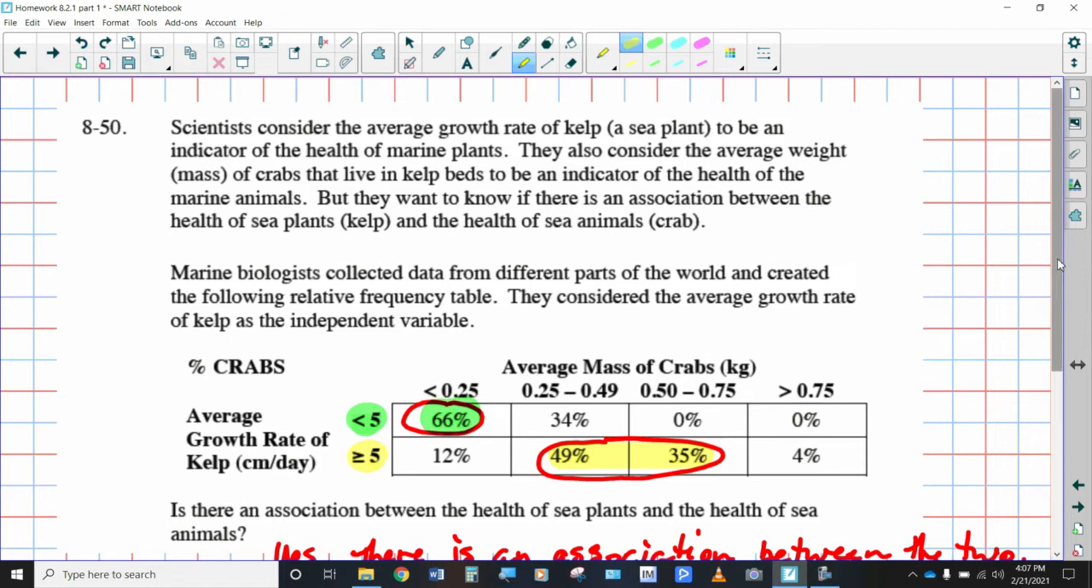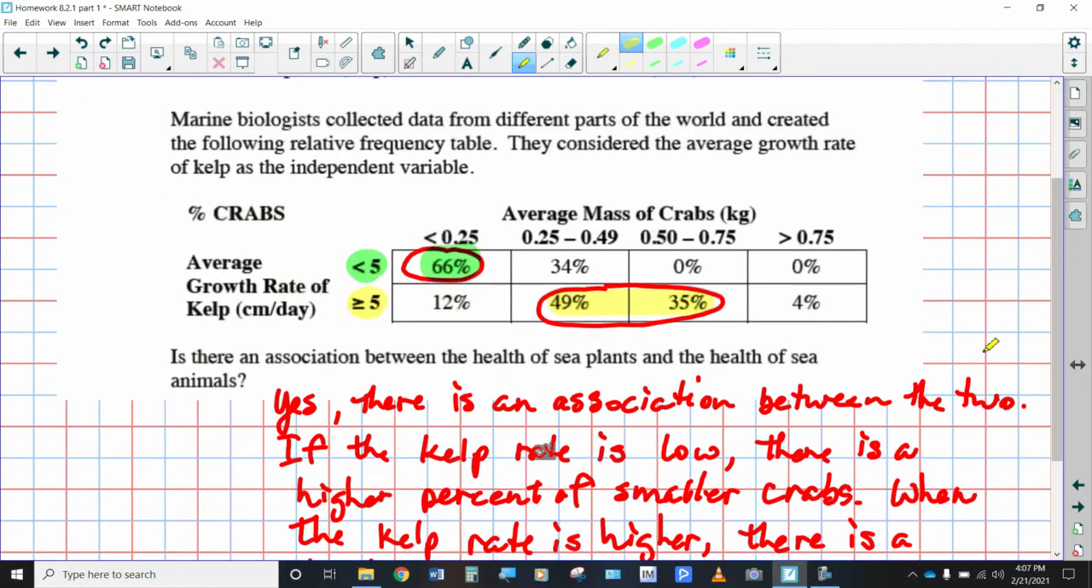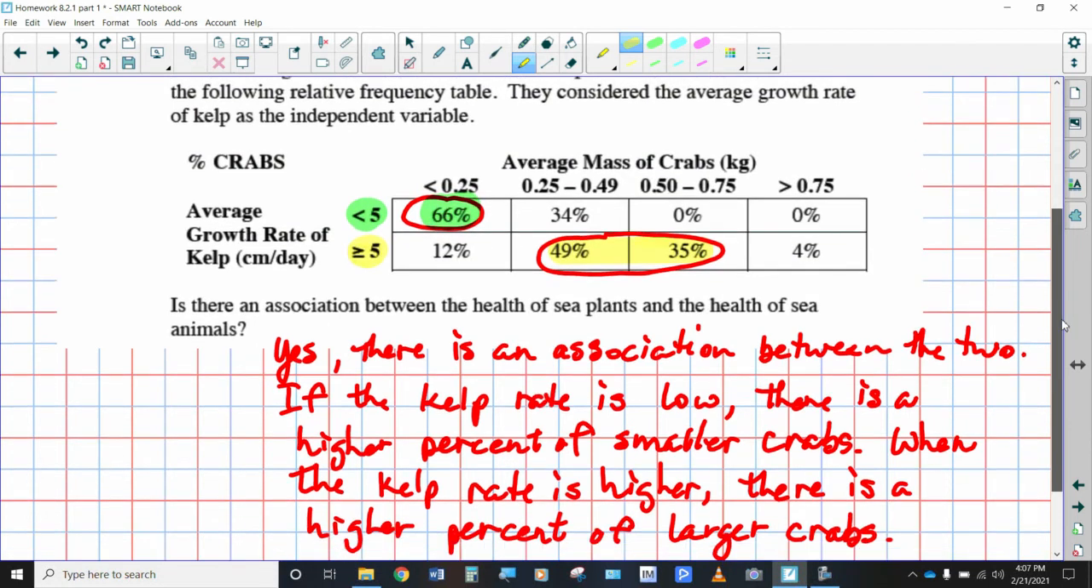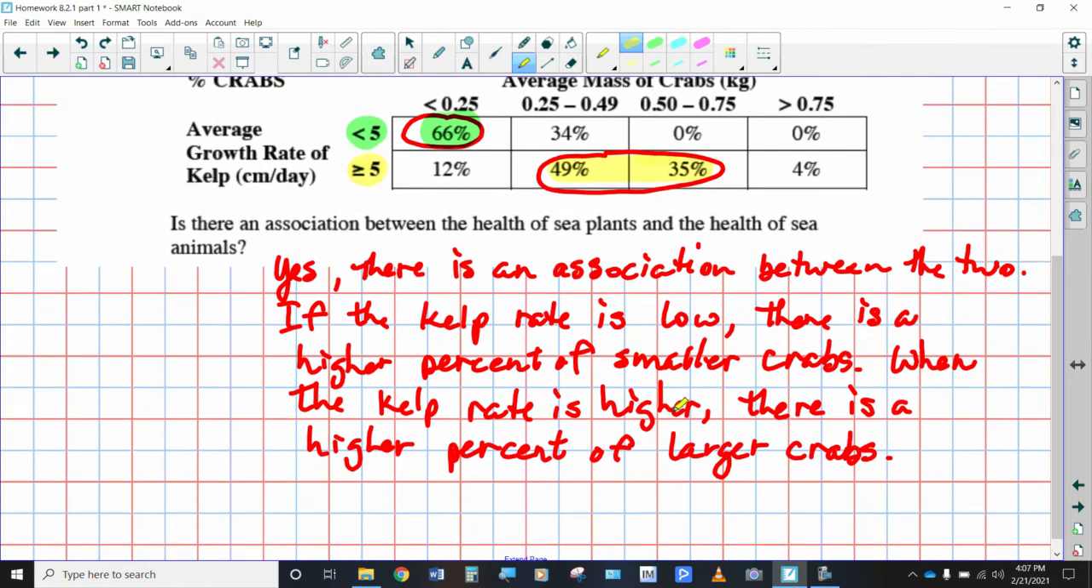So there absolutely appears to be a correlation there. There's an association between the two. If the kelp rate is low, there is a higher percent of smaller crabs. When the kelp rate is higher, there is a higher percent of larger crabs.